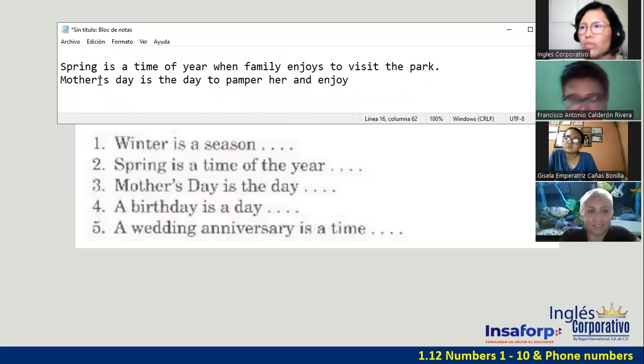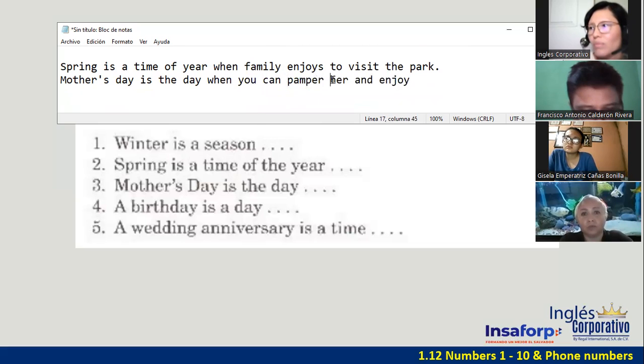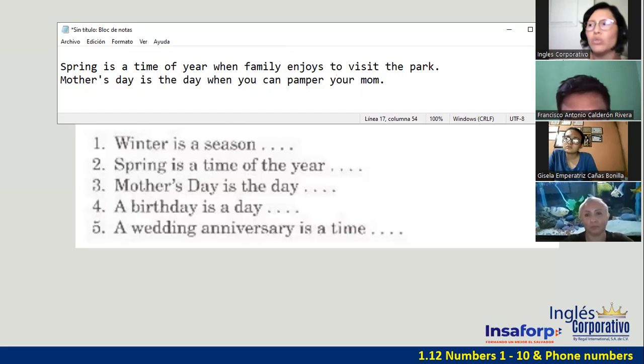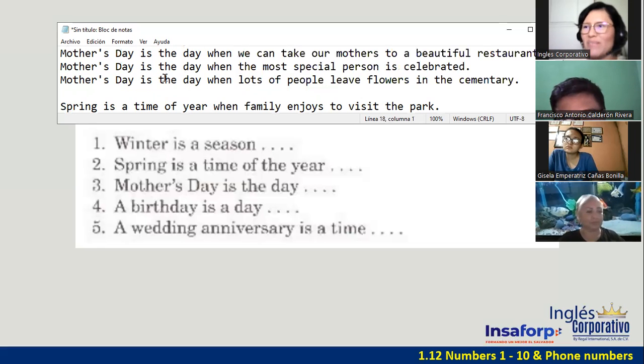Luego me dijo usted, Mother's Day is the day when you can pamper your mom. Como consentirla, ¿verdad? Y hasta ahí. O puede decir, Mother's Day is the day when you enjoy with your mom. La podemos dividir en dos, ¿ok? Esas serían las correcciones que yo le haría. Thank you. Ahora acá, mi oración, la mía.